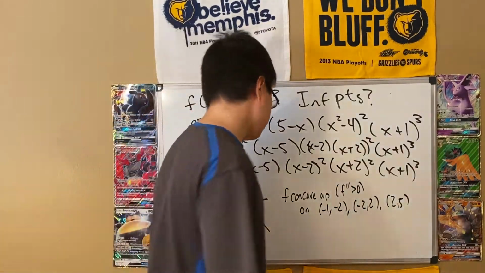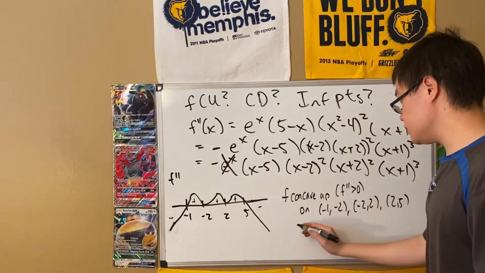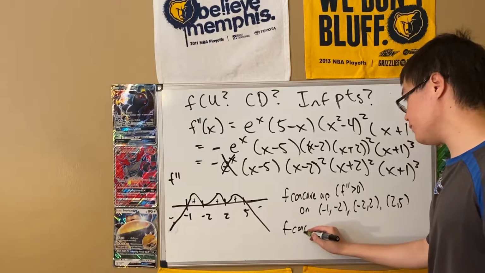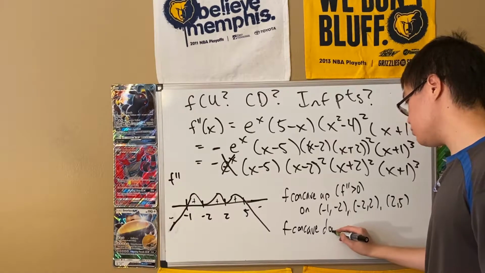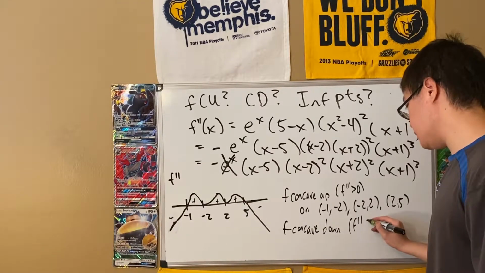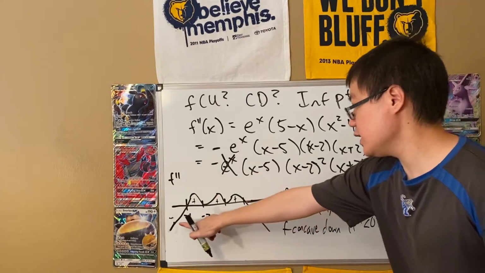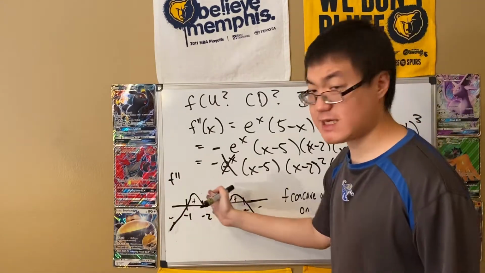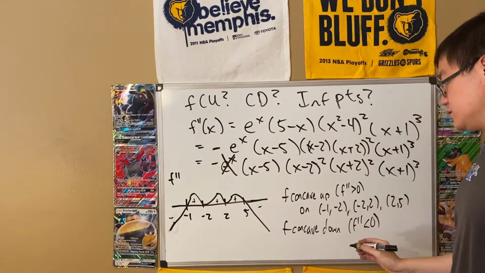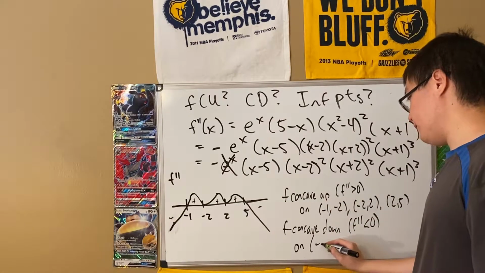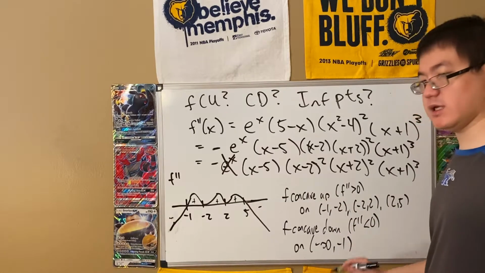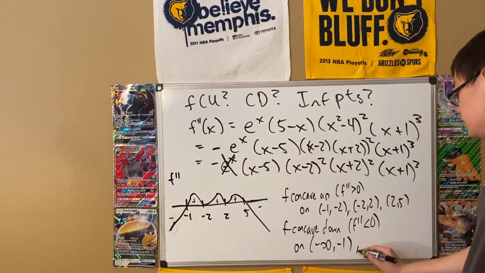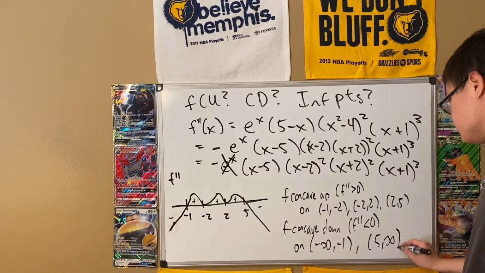Now let's do concave down. It's going to be the negative portions. So f is concave down when f double prime is negative. That's going to be on negative infinity to -1, the left side of this sign chart and also the right side of this sign chart. So on negative infinity to -1, you could also say like x smaller than -1 and 5 to infinity.